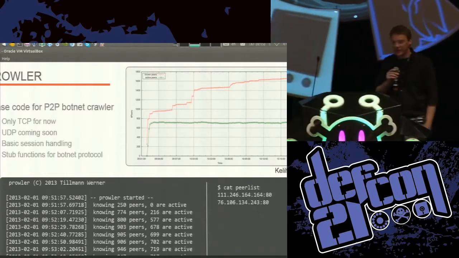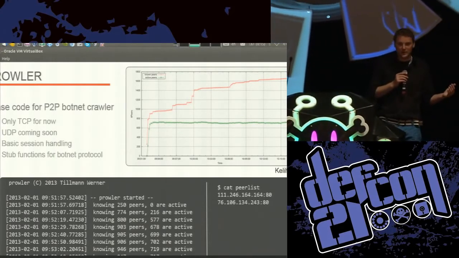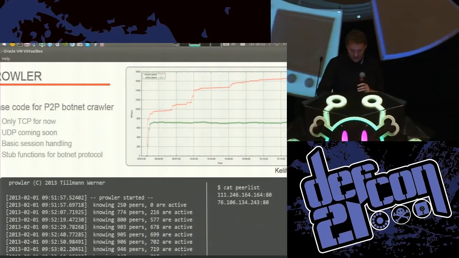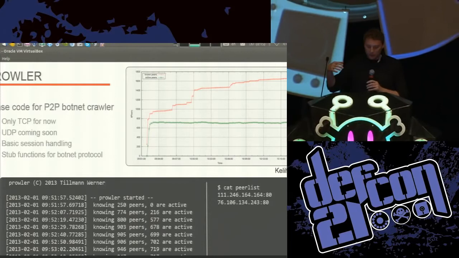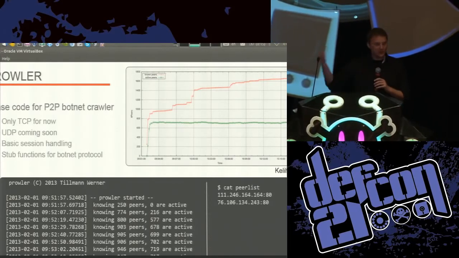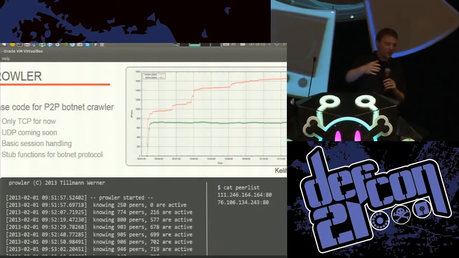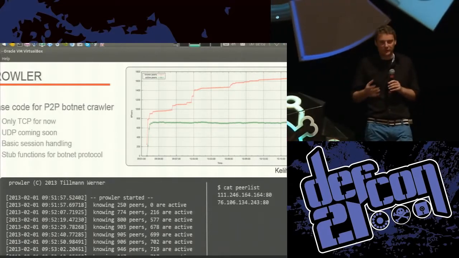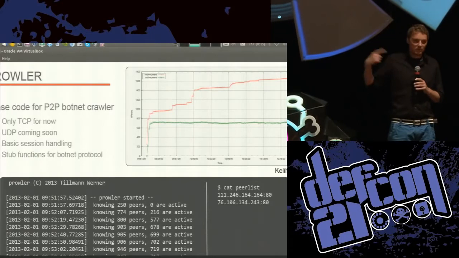And Helios always shares, if you request another peer list, it always shares 250 entries. And that is why, if you take a look at the first line, it immediately goes up to 250 known peers, right? It contacts one peer. It learns 250 entries, so it knows 250 other ones immediately, and then it continues from there.